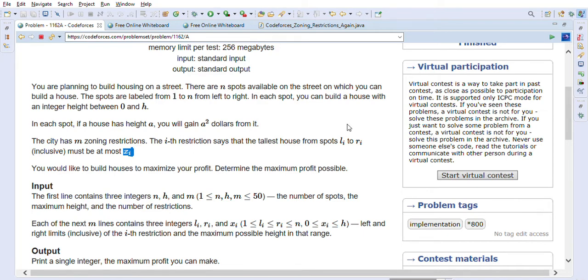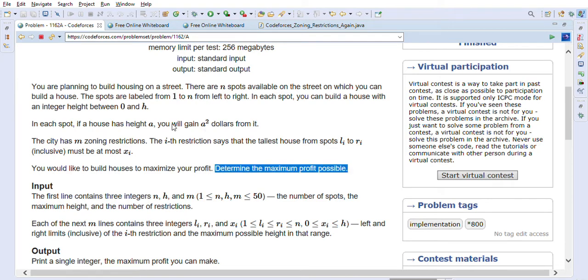So they will give us left and right boundaries inclusive, and the houses we can build within those boundaries can have maximum xi height. As you can correlate with real life examples, there are zoning restrictions where you can build buildings on certain areas with a maximum height. Similarly, this also has zoning restrictions. So you would like to build houses to maximize your profit. Determine the maximum profit possible.